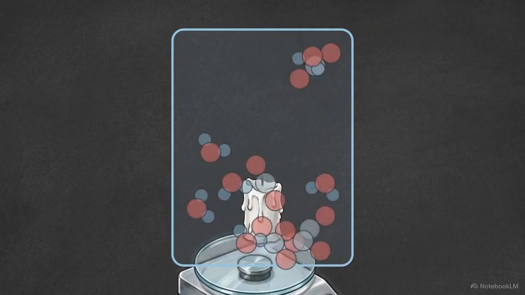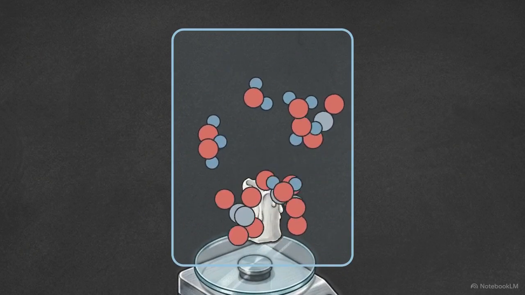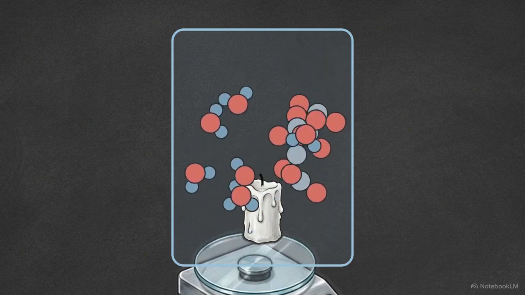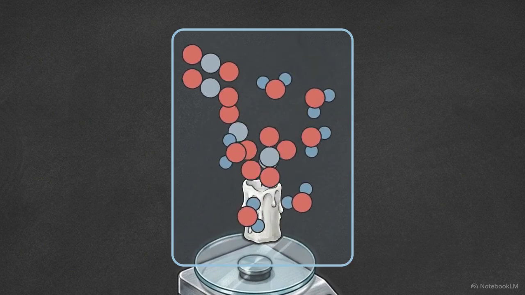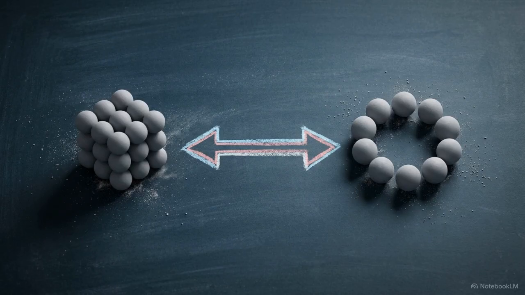The wax hasn't ceased to exist. It has turned into invisible gases like carbon dioxide and water vapor. This is the law of conservation of mass. Matter is never created or destroyed in a chemical reaction.